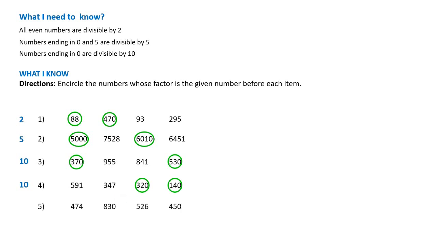The fifth batch, hanapin natin dito alin sa kanila ang divisible by 5. 474. Ang ending number niya ay 4. So, hindi siya divisible by 5. 830. Ang ending number niya is 0. So, divisible siya by 5.